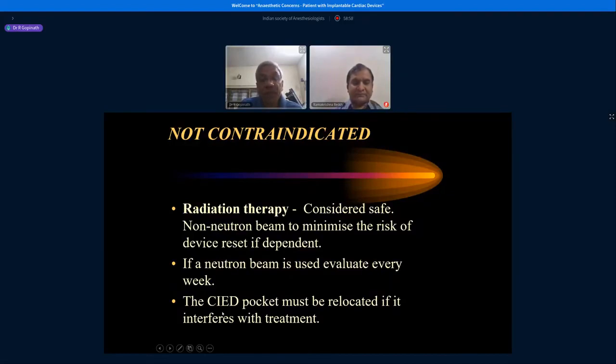And if the treatment requires that the beam be directed, say for breast cancer for example, then the pulse generator should be relocated. It is normally in the subclavicular position, just above the breast, so it can interfere with treatment. So generally the pulse generator is relocated to an area where it will not interfere with the treatment. Though radiation therapy per se, and especially a non-neutron beam, is considered safe, this must be one of the considerations. An example is mastectomy or breast cancer.